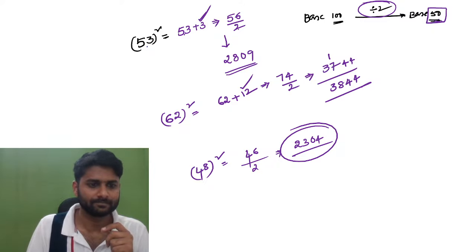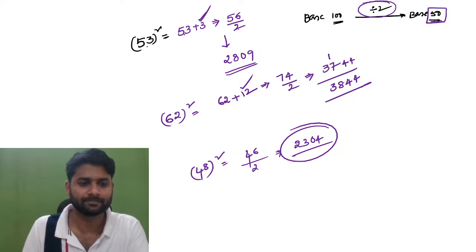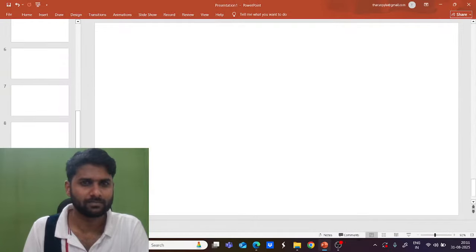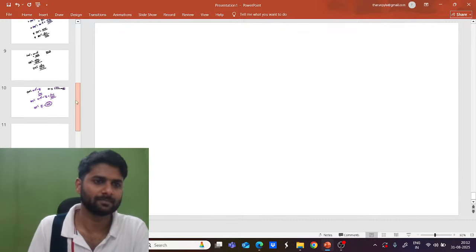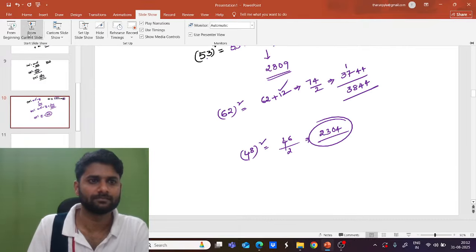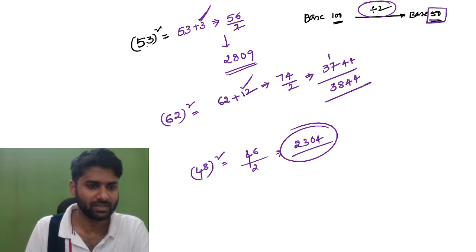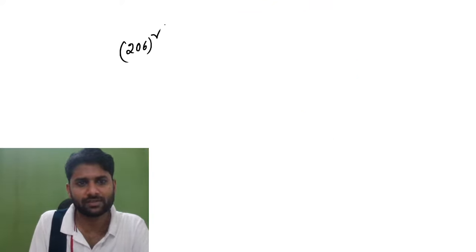Yes, very good. Hope you understand. So is it clear? So hope you understand all the square values. Okay, let me take one more question. What about 206 whole square?